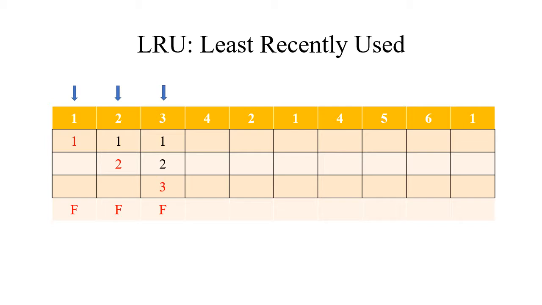If you see here, the current page that has to be loaded is page number 4, and before page number 4 we have used page number 3. So page number 3 is the most recently used page. Before that we have used page number 2, and before that we have used page number 1. So out of 1, 2 and 3, page number 1 is the least recently used.